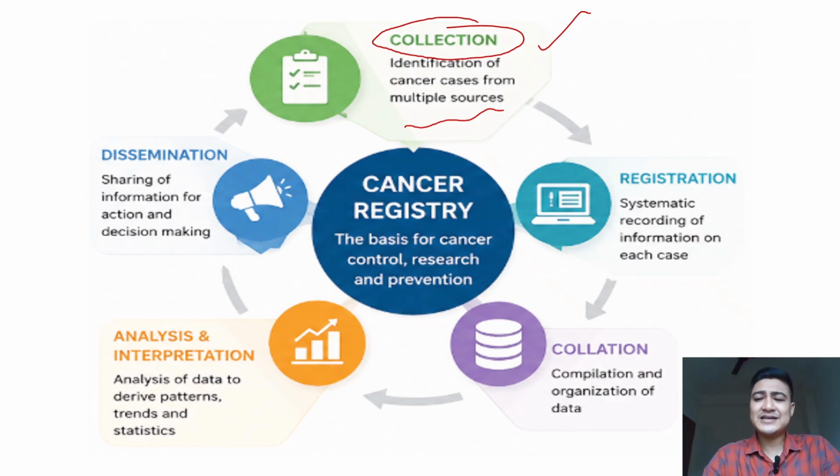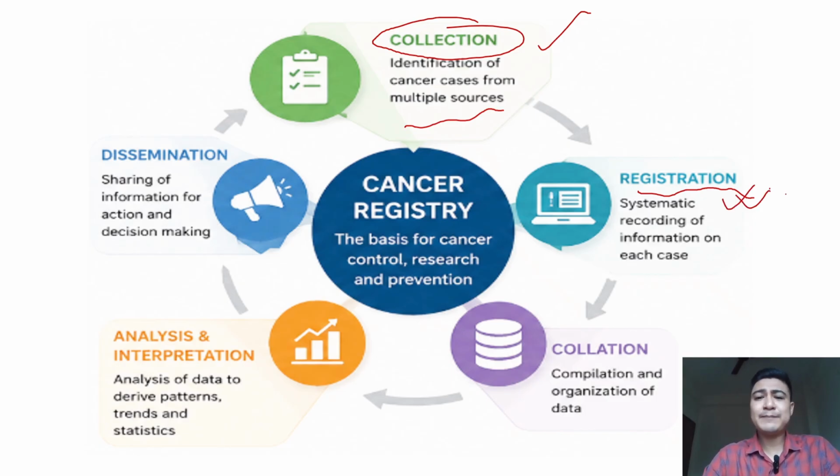After collecting the data, there comes the registration of those cancer patients. Here there is a systematic recording of all the information of cancer patients: the name of the patient, age, sex, occupation, education, their complete postal address, the type of cancer, how it is diagnosed, where it is diagnosed, when it is diagnosed, and what the treatment protocol is. Everything is captured in the registration part.